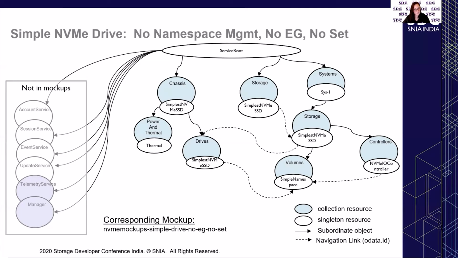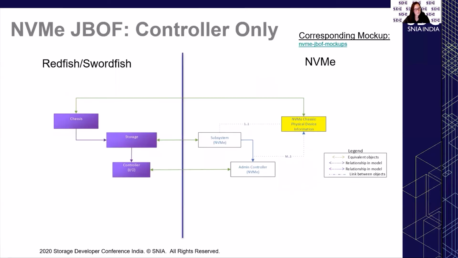Another mockup we created, another type of system, reflects a JBOF. If you're looking at just the JBOF, this corresponds to an enclosure with management. That enclosure management portion is not in the spec, so that yellow portion maps over to the chassis stuff. That could be done through SCSI enclosure services or something else, but from a Redfish Swordfish perspective, it's going to map into a standard representation.